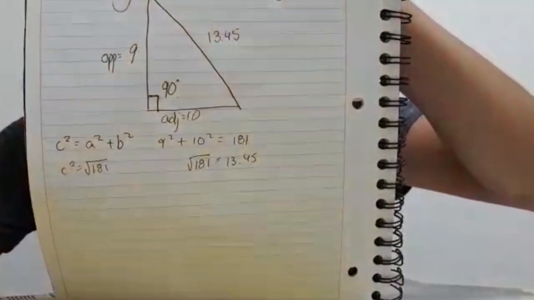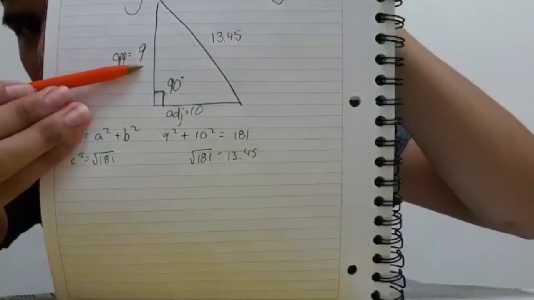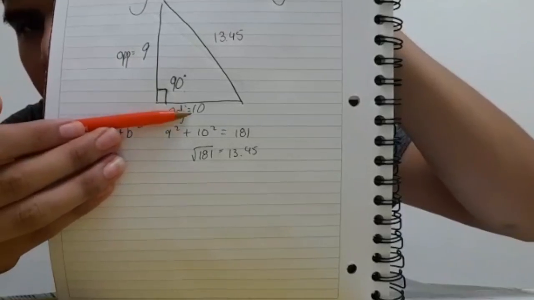In this case I will explain an example of a right triangle. First we need to see the values of the right triangle. The opposite is 9 and the adjacent is 10.